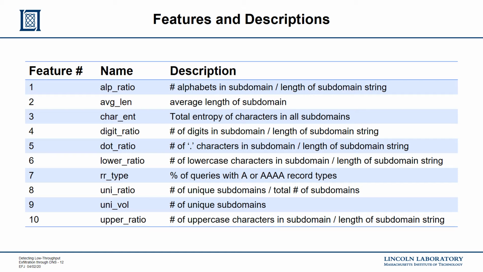Another feature is the character entropy. So this is measuring the randomness in the concatenated subdomain string. We would expect the exfiltrated data to typically be encoded, so the characters would appear more randomly assorted compared to a normal English word, which might be seen in a typical subdomain of a legitimate website.